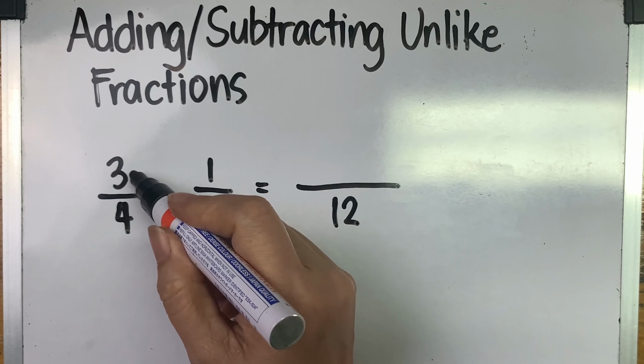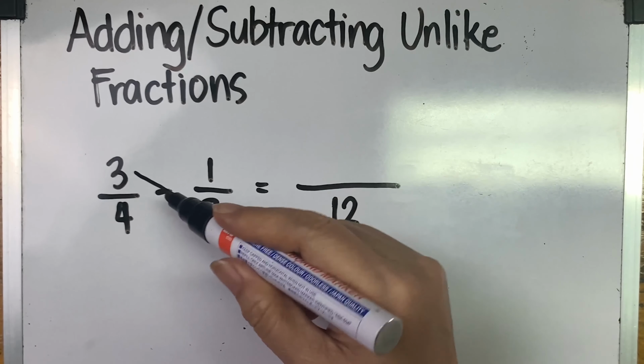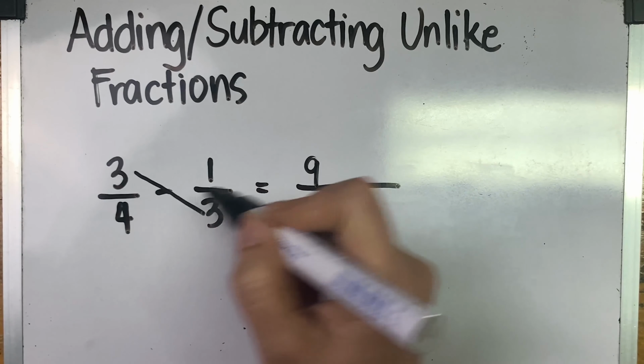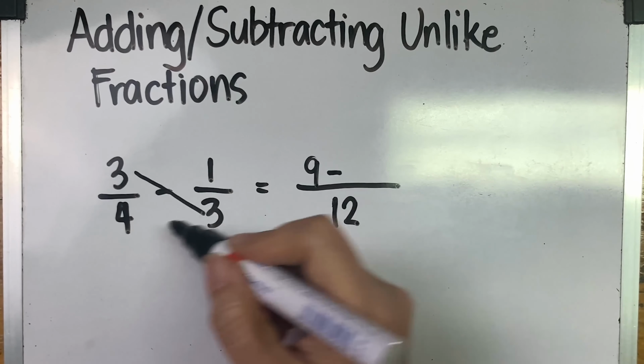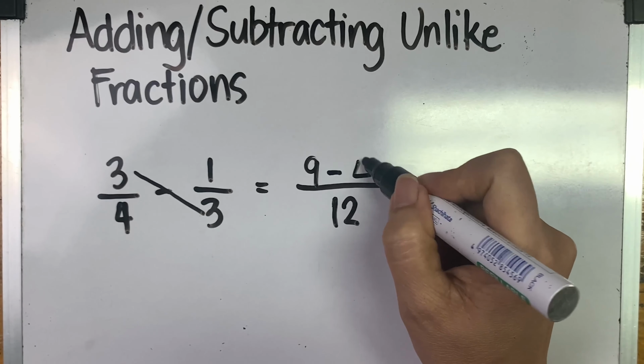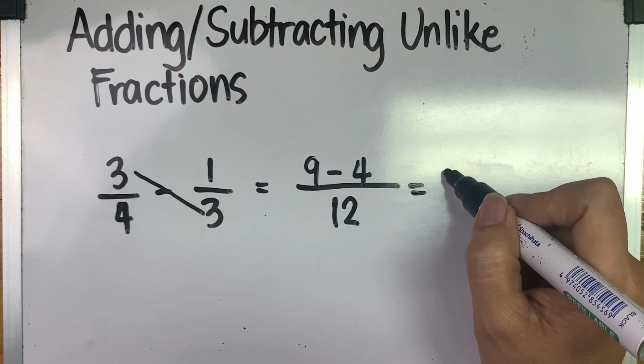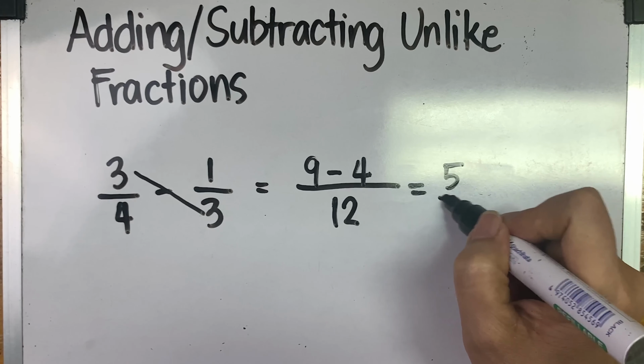And then again, we have to cross multiply these two. So 3 times 3 is 9. Whatever is the sign there, we have to put it here. So 4 times 1 is 4. Then subtracting the numerator, 9 minus 4 gives us 5 over 12.